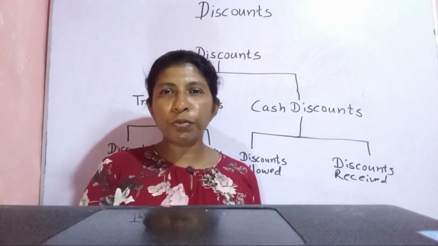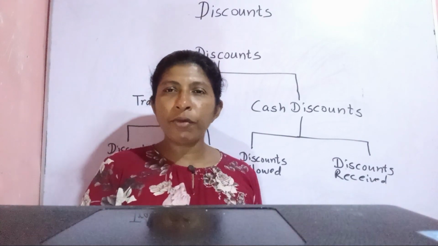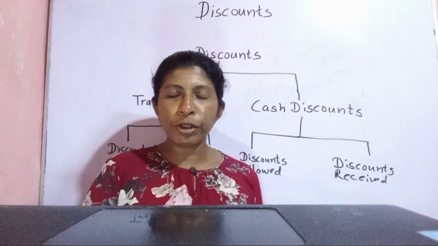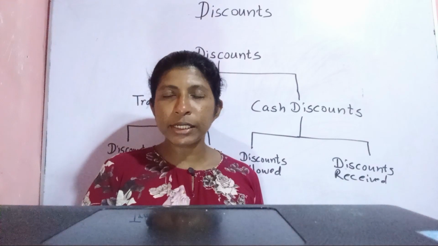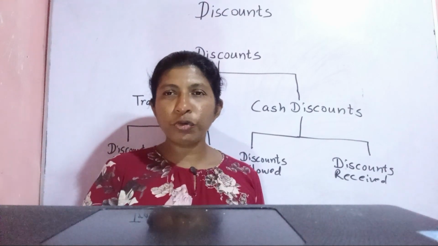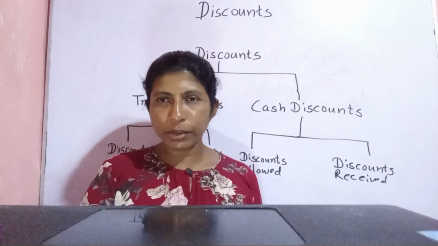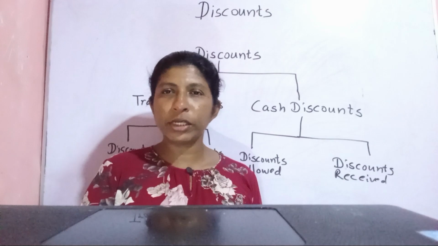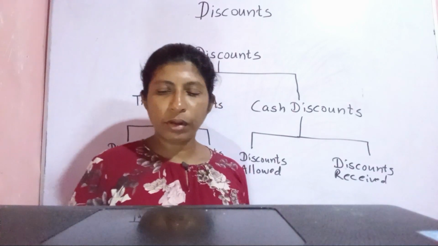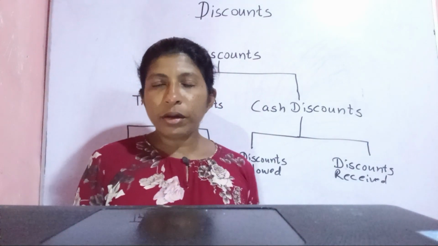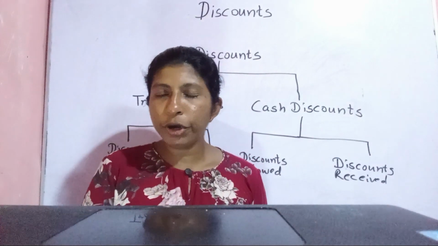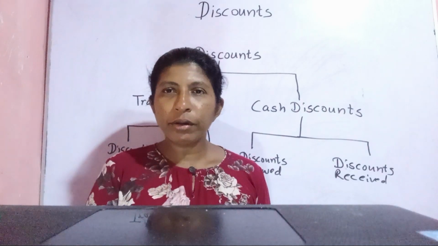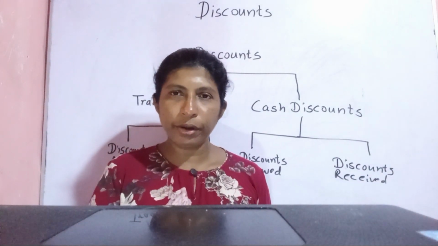Altogether, he has to pay us 20,000 and we have deducted 4,000. Therefore, 20,000 minus 4,000, rupees 16,000 he has to pay to settle our dues. But in accounting, we have to record that 4,000 also. The double entry for that discount allowed is discount allowed account debit, trade debtors account credit.